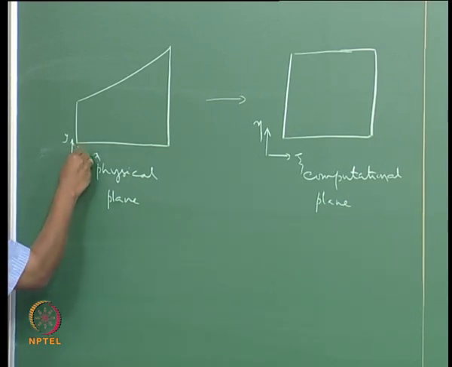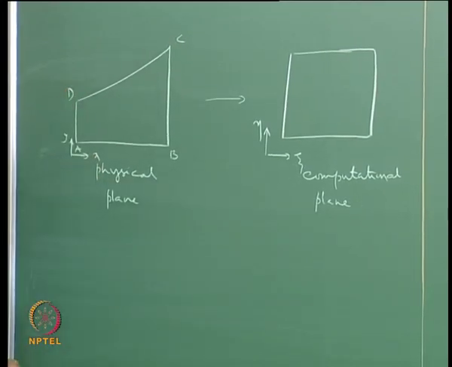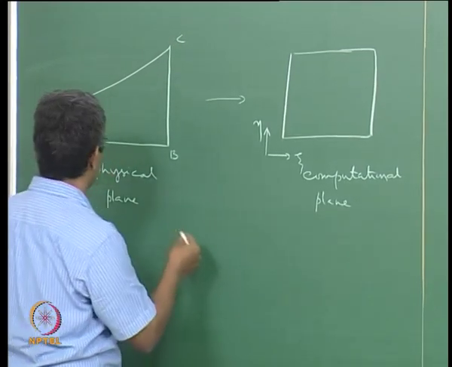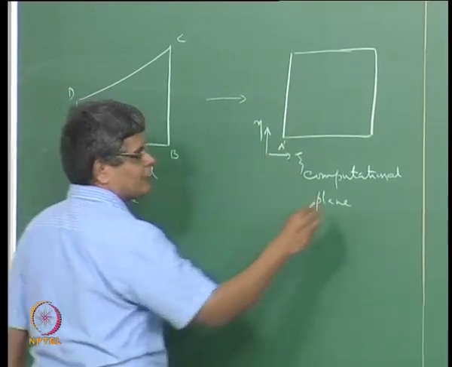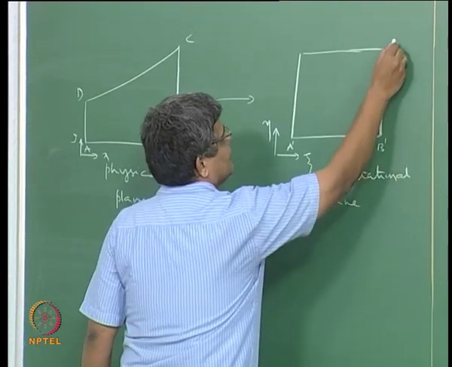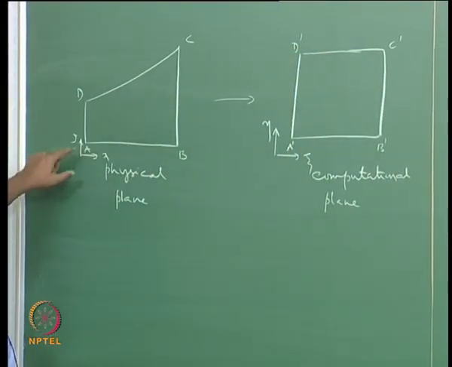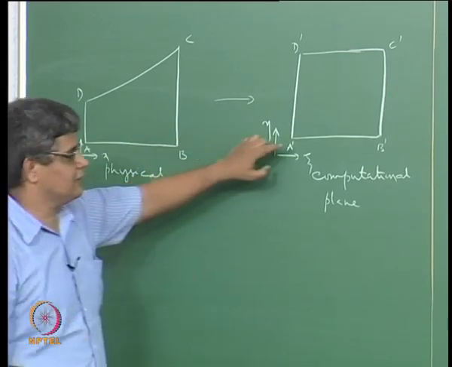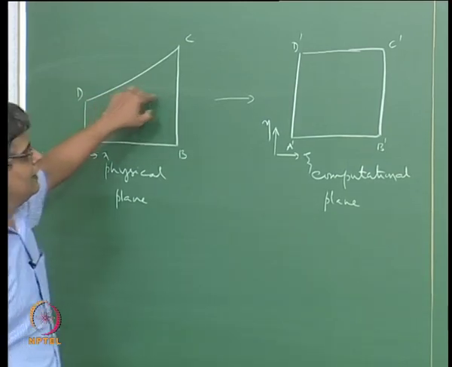If we denote the boundaries by points A, B, C, D, then we have a notion of mapping the point A with a corresponding point A prime, B prime, and C prime and D prime in the computational plane. There is a one-to-one mapping between a point here and a point here, and we would like a similar kind of mapping between a point here and a point here.